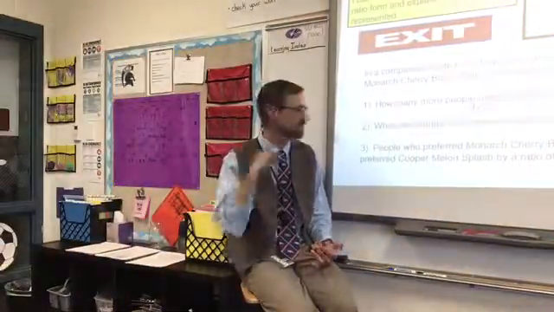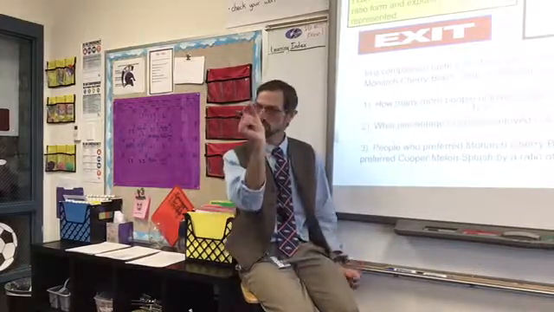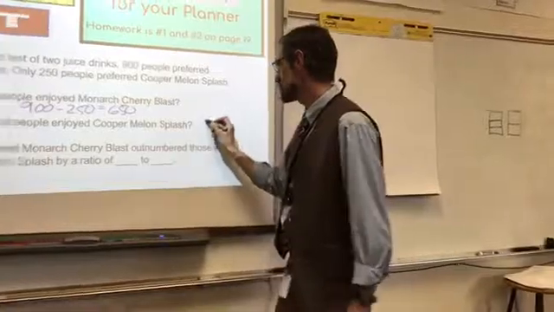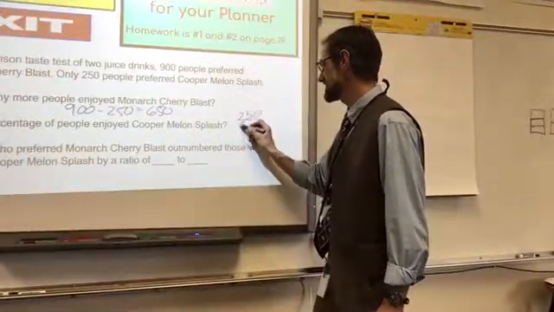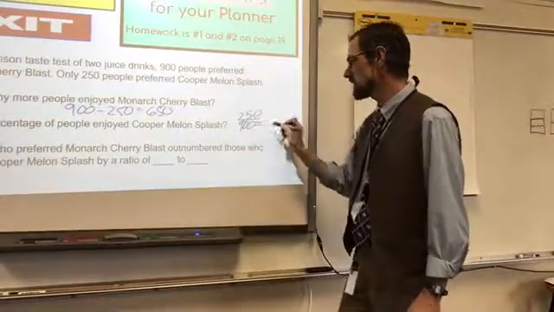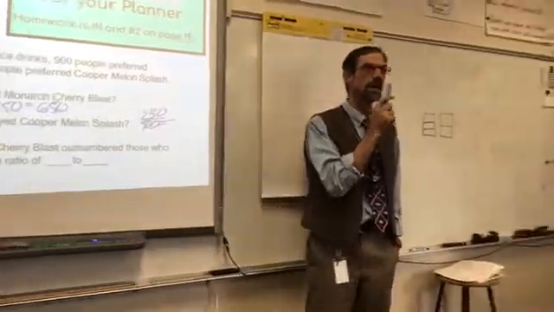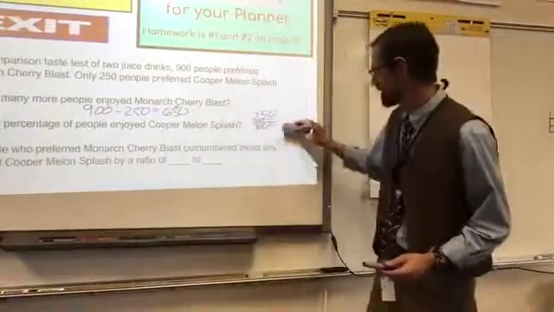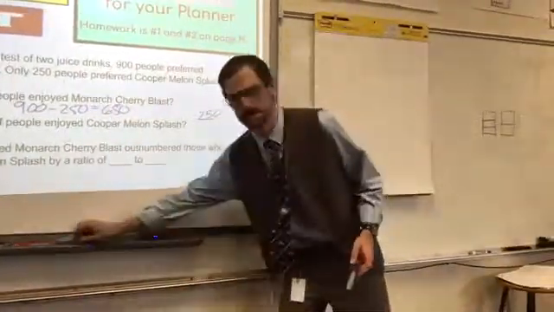Then we stepped it up a little bit. Andrew, how'd you do number 2? What percentage of people enjoyed Cooper Melon Splash? I just saw how many times 25 can go up to 90. Oh, so you simplified it that way. Okay, you are so close. Because if I say 250, how many times 250 goes into 900? Is this how many people were tested total? No. Ah, that's how many people like the Monarch, right? So what number needs to go down here?